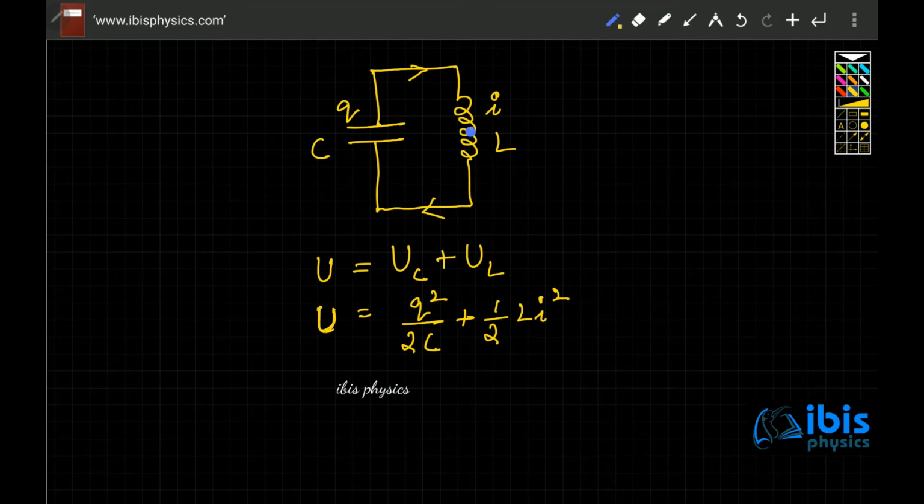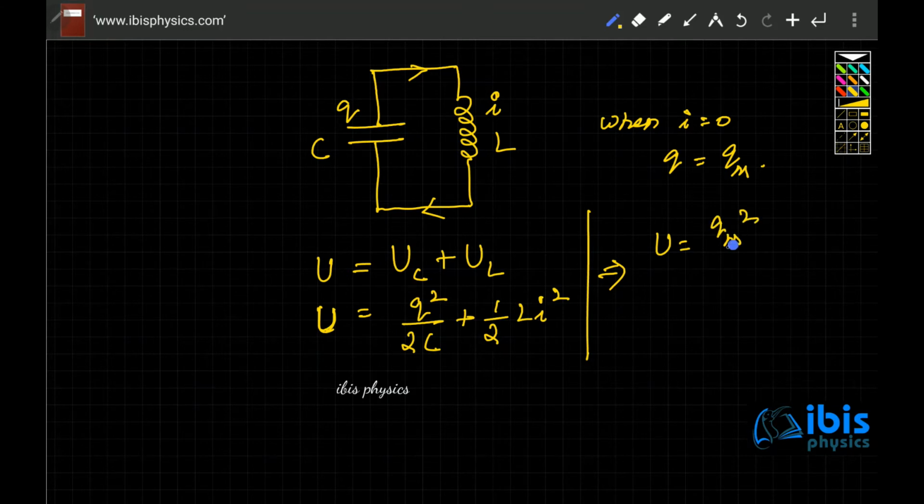But when the current through the inductor is zero, the total charge will be with the capacitor. Let us say the maximum charge when I equal to 0, instantaneous current is 0, Q will be equal to Q maximum. So when Q is Q maximum, the total energy stored in the LC circuit will be Q maximum square divided by 2C plus 0. So the maximum energy is now stored only with the capacitor. If Qm is the maximum charge, then energy stored in the total circuit will be Qm square by 2C. So this is the maximum energy of the capacitor.